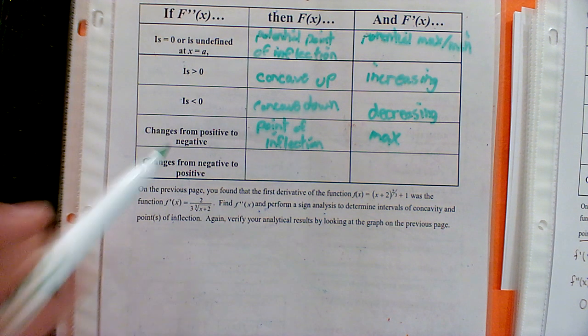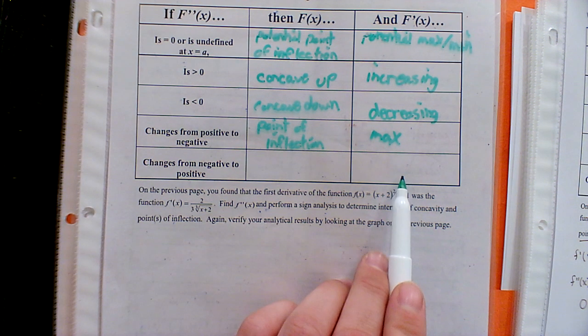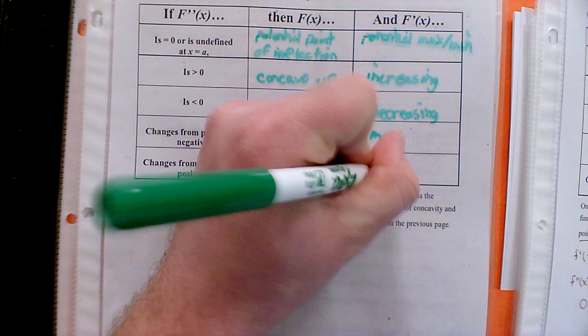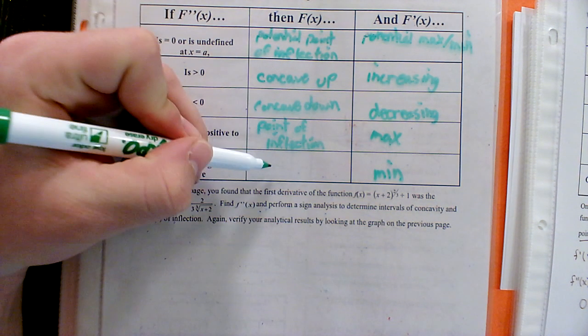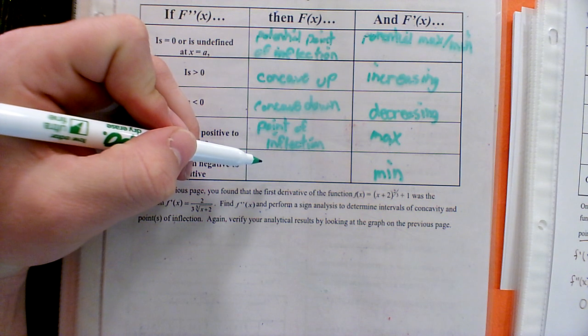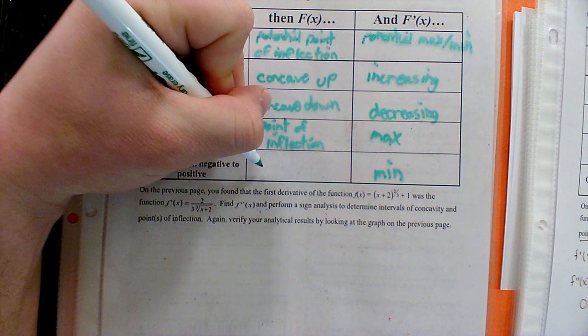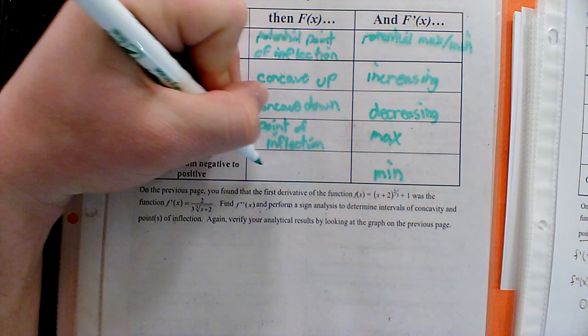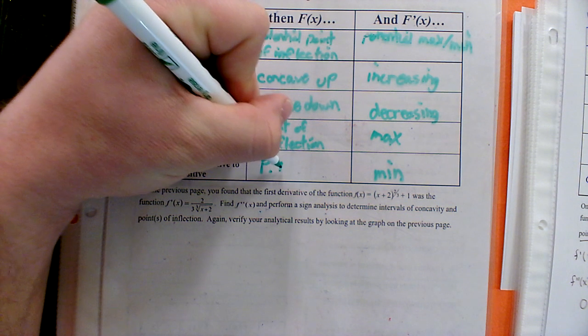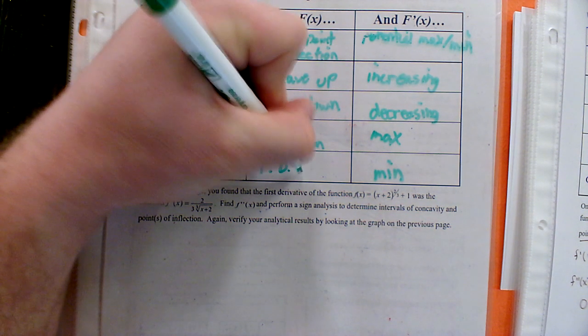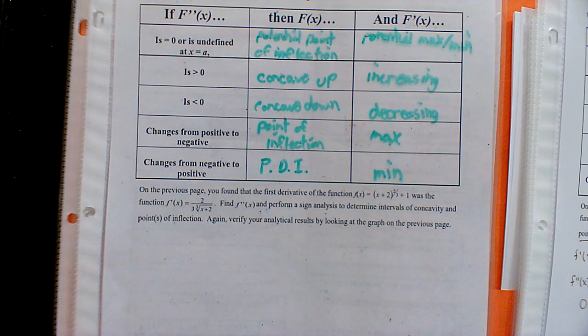Okay? Now changes from negative to positive. So our first derivative has what? A min. Very good. And our original f of x would have what at that point? Yep, point of inflection. A point of inflection.